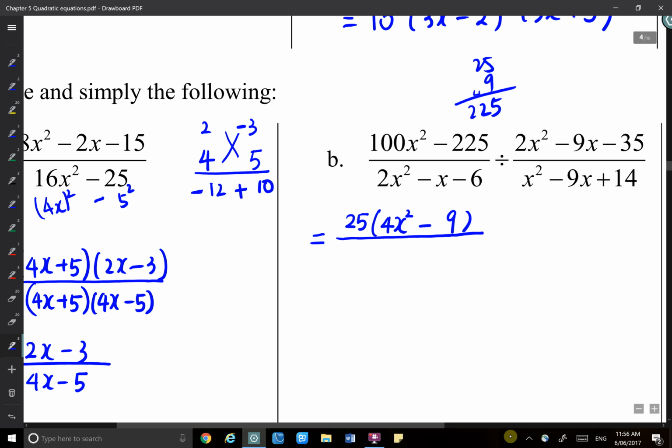Well, 2x squared and a minus 6, I want to make x. So 1 and 2, then I have 2 and 3. 4 and 3 will give me a minus 1. I need a minus 1, so minus 4 here, so minus 2 here. So what I will have is x minus 2 and 2x plus 3.